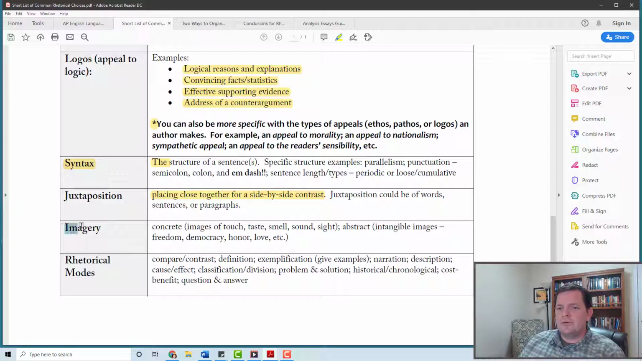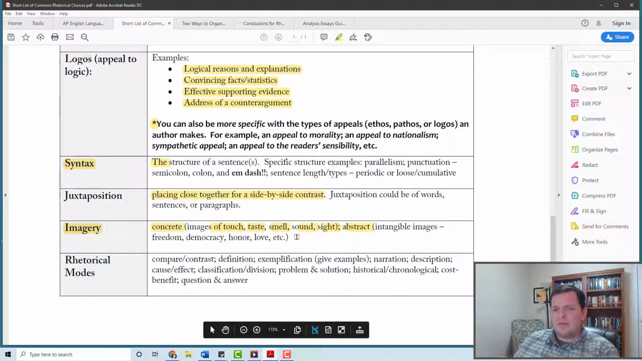Imagery. So remember, we've got many different kinds of imagery. Images of touch, taste, smell, sound, sight. You've got abstract images also. You've got kinesthetic imagery, which is the imagery of general movement. These are all things that you can talk about. Concrete imagery. Use these, analyze them carefully, think about the response that they create in the reader. Think about how you can discuss those.